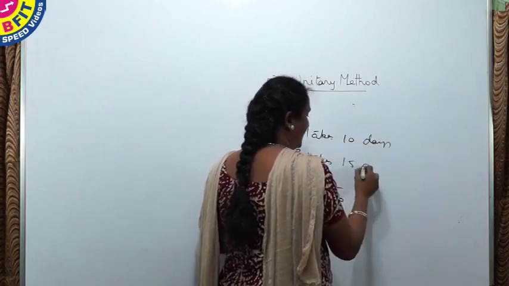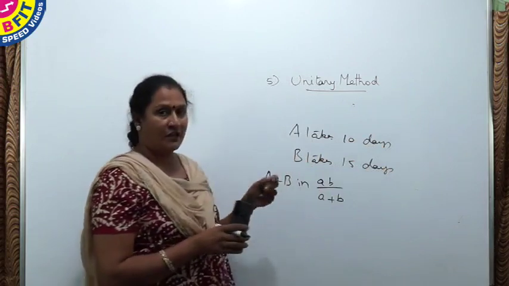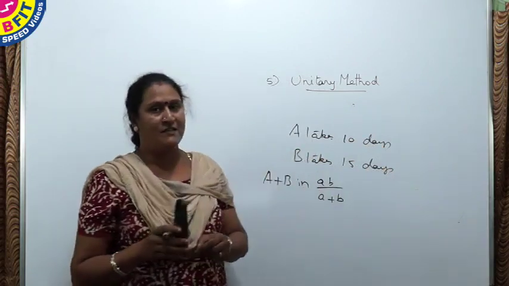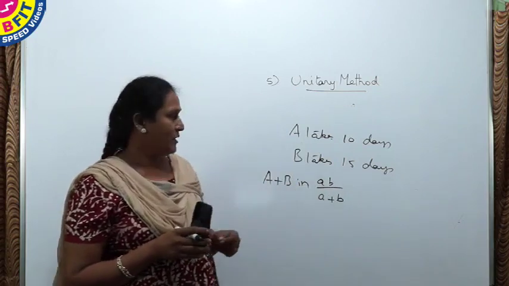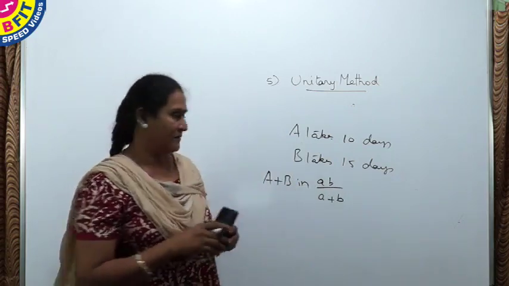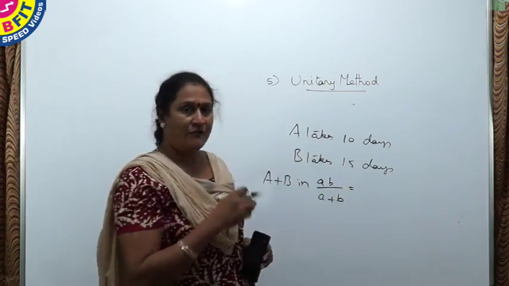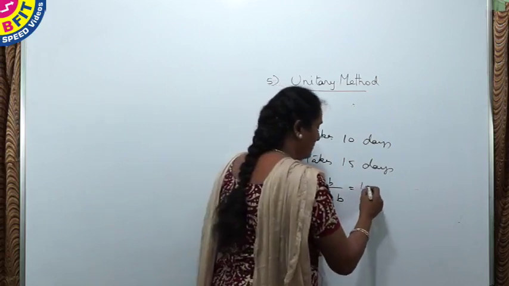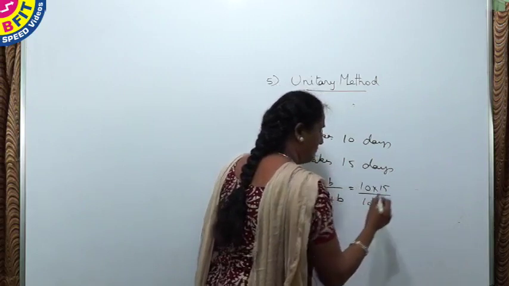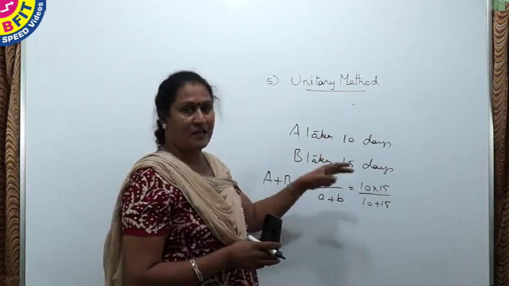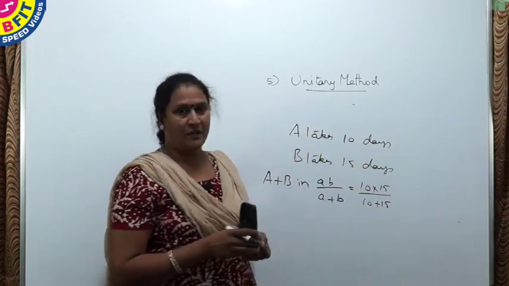and B takes 15 days to do a work, so for the time taken by both working together, there is no need to find LCM at all. Just use AB by A plus B, and you get the time taken by A and B working together. So substituting for A 10 and for B 15, we have, just multiplying 10 and 15 and adding 10 and 15, you get the time taken together.